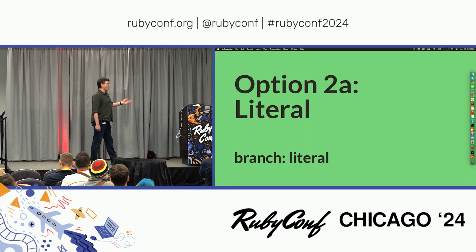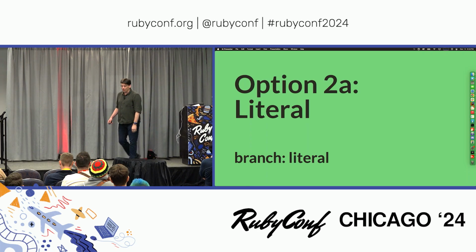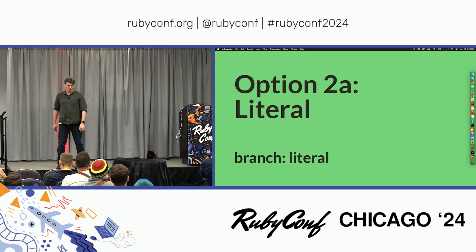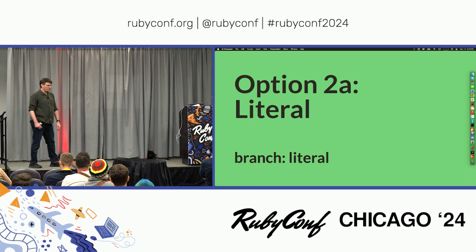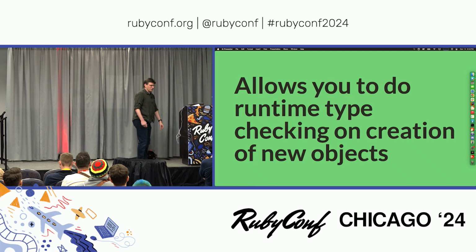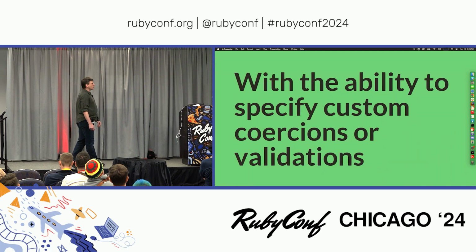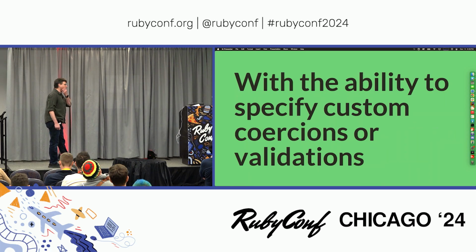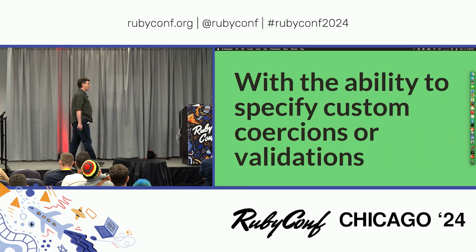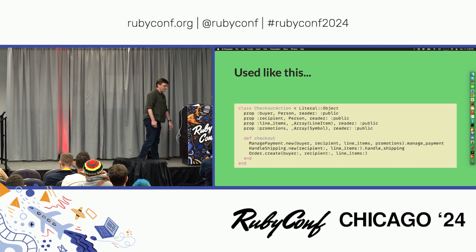Okay, so this brings me to, I'm actually going backwards a little bit. This is Literal. Literal is a gem from Joel Draper. It got released like a week ago, so I scrambled to put it in because I thought it was interesting. Literal allows you to do runtime checking on the creation of new objects, exactly as we were talking about. And it's very flexible, allowing you to specify custom coercions and validations. So here's what Literal looks like.